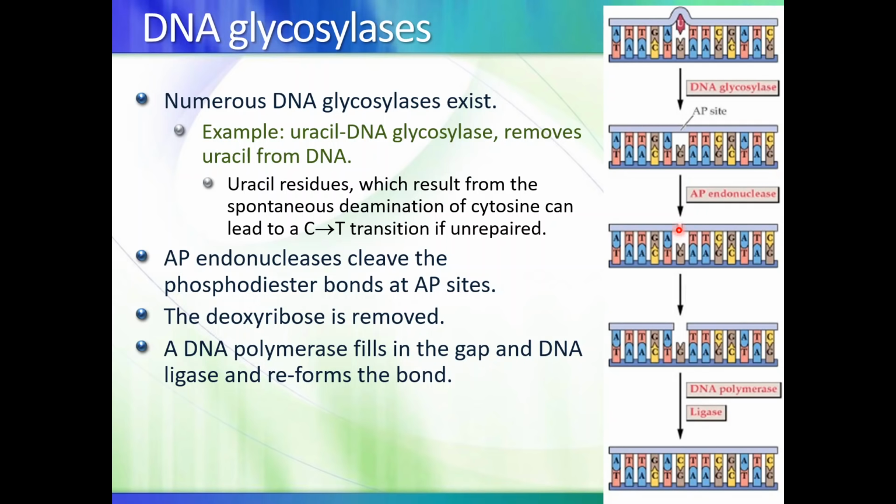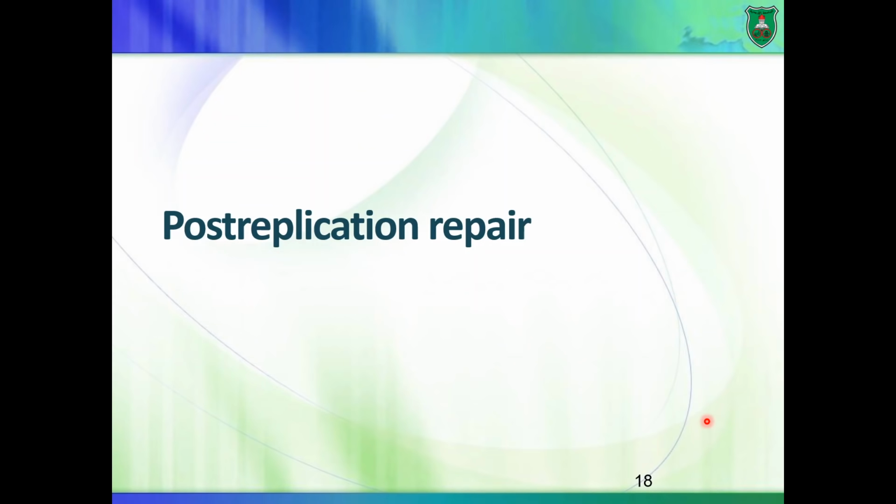Anyhow, so the base is removed, and then the DNA polymerase comes in. It puts the right substrate in here, a deoxyribonucleotide, and the ligase connects the fragments, the nucleotide that is added to the DNA fragment. Okay, so that's DNA glycosylase. This is a specific excision repair pathway.